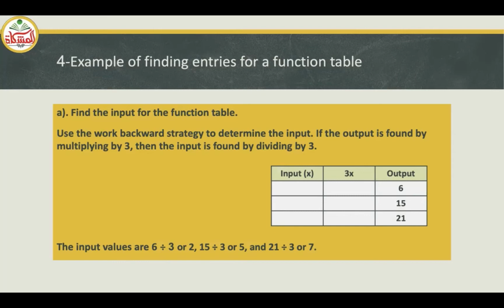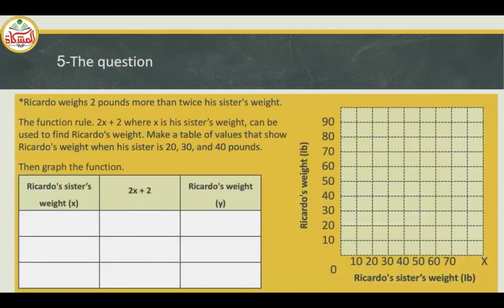The input values are 6 divided by 3 or 2, 15 divided by 3 or 5, and 21 divided by 3 or 7.